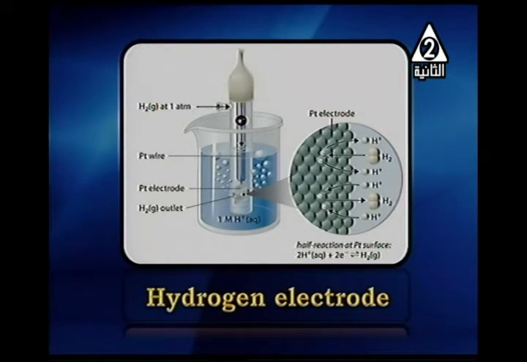Here we have the platinum electrode in the second part, to make the electrons be lost from this electrode, to change the hydrogen into ions.